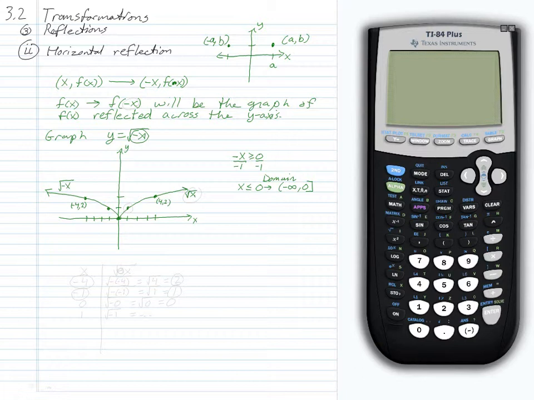Now another way of thinking of the horizontal reflection, the mechanism which causes it, is a negative value attached to the x. In other words, inside of the function, instead of x I have negative x. So what does that do when we come up with a table?